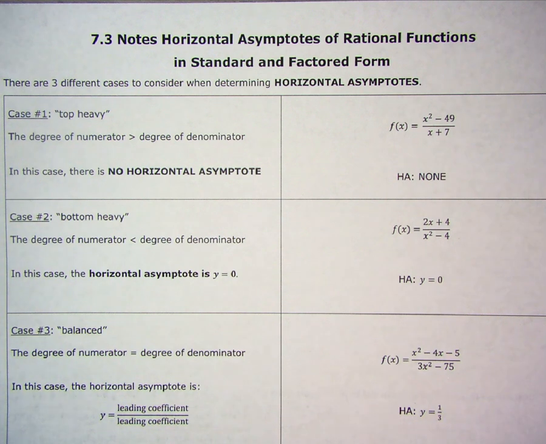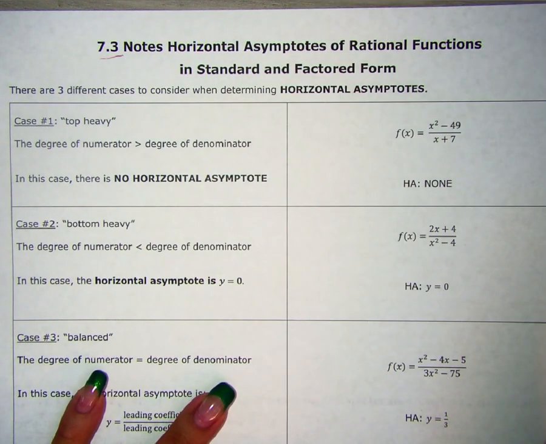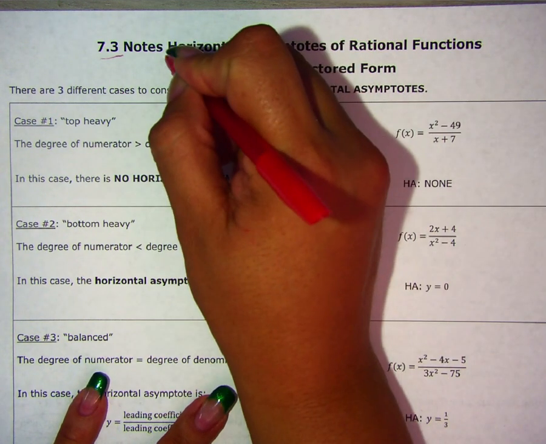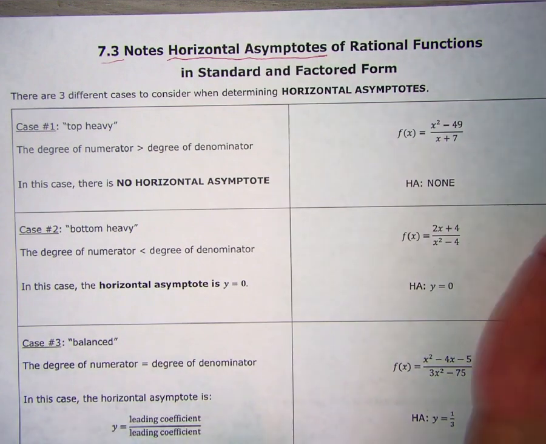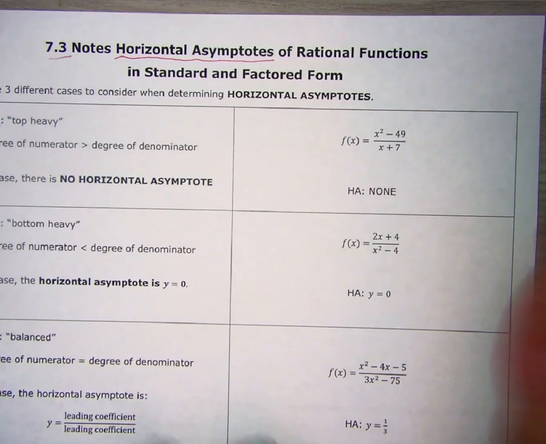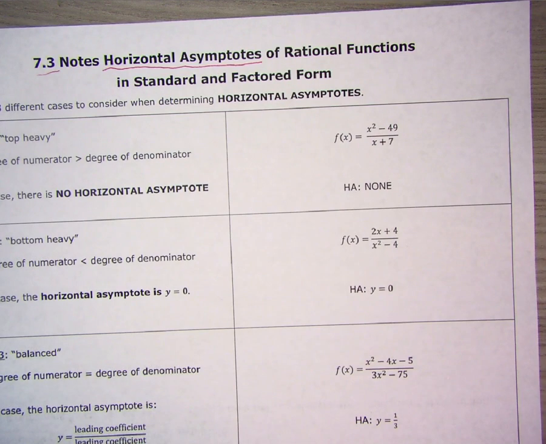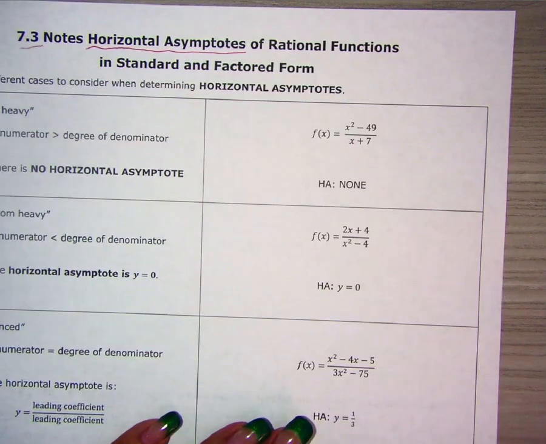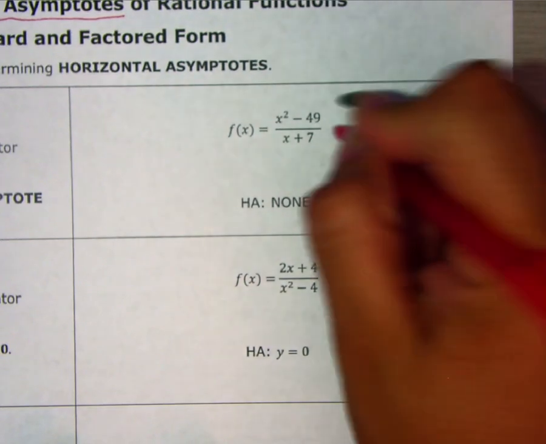Hey students, in this video I'm going to go over the notes of 7.3, which are explaining how to calculate the horizontal asymptote for rational functions, whether you're given standard form or factored form. So I just want to point out here, these are examples that are standard form, but if you were to have factored form, I'm just going to show you here.